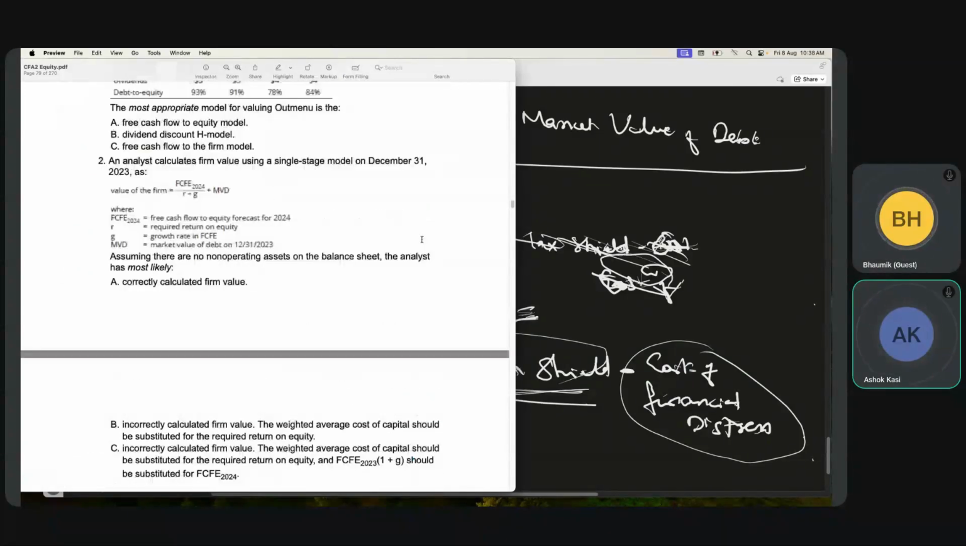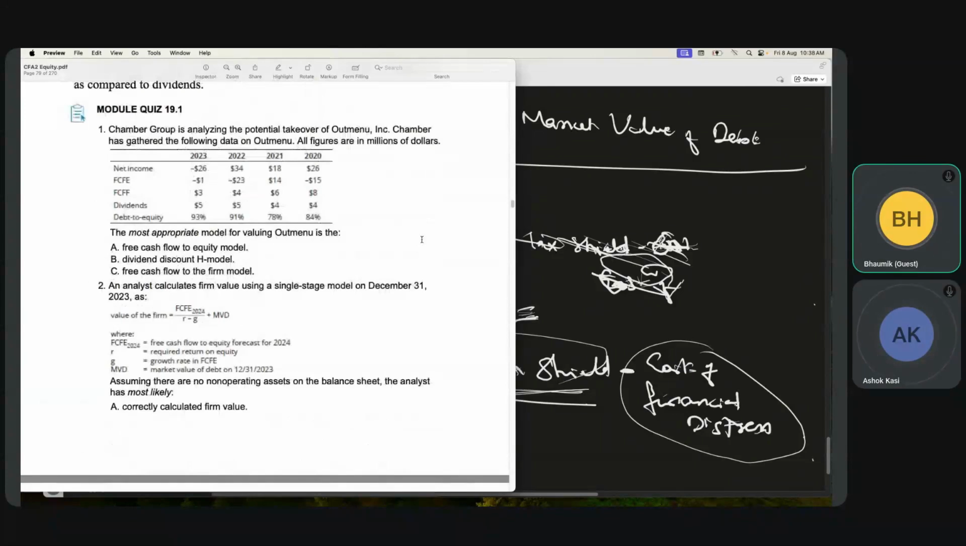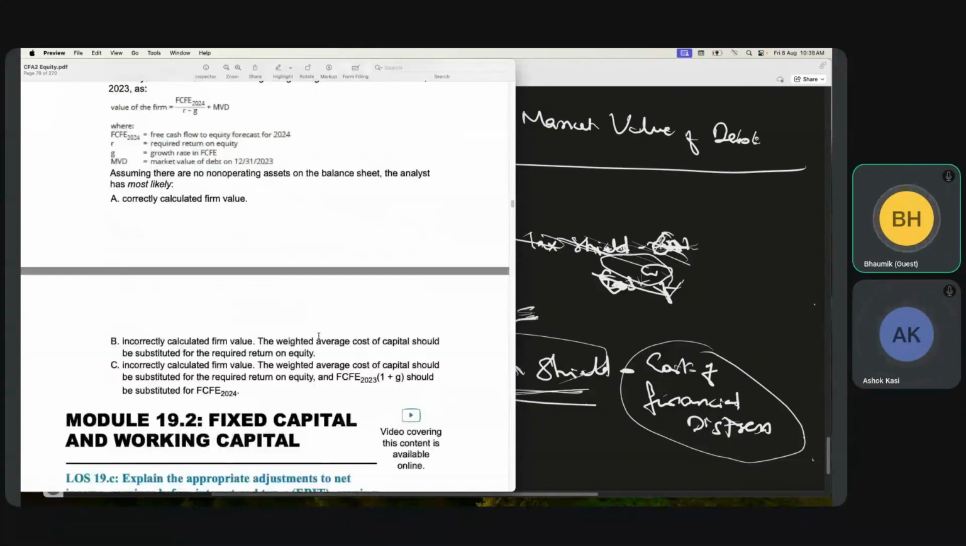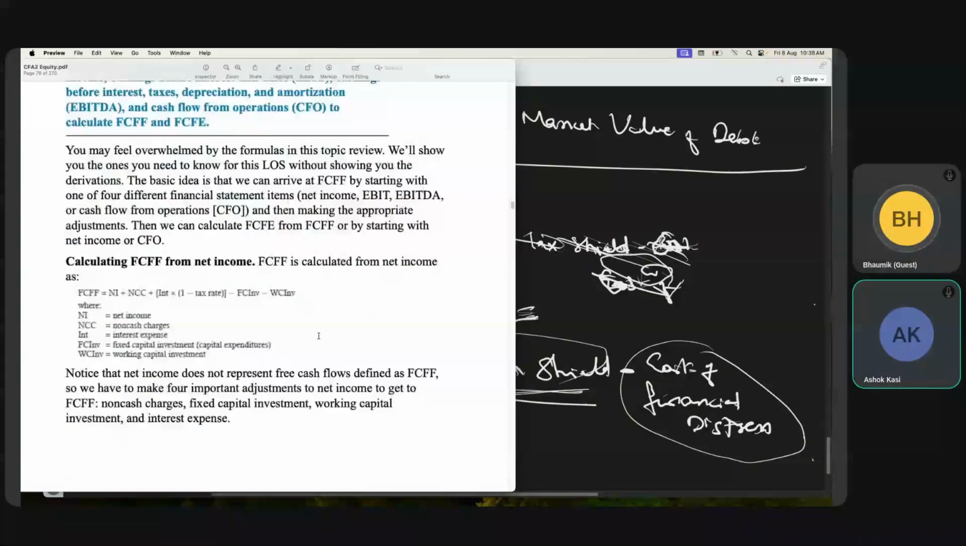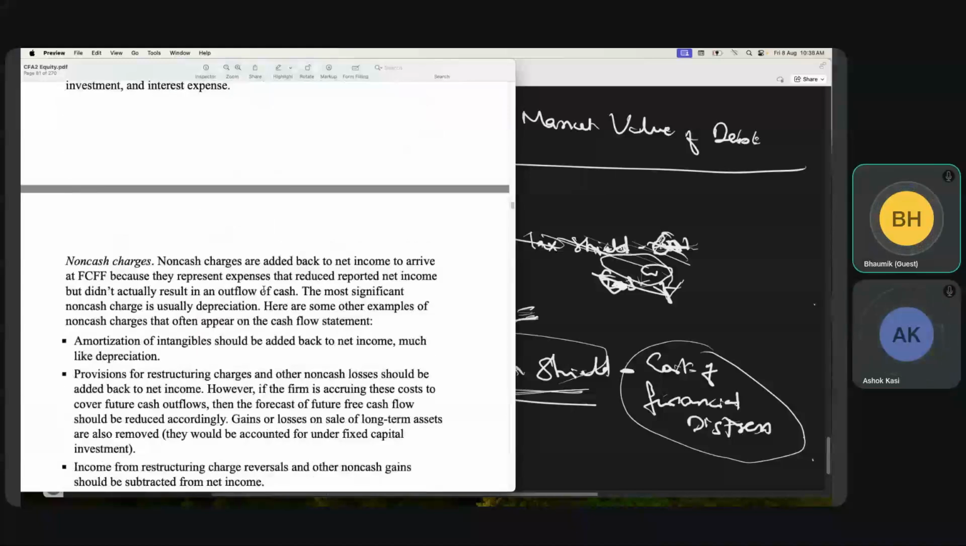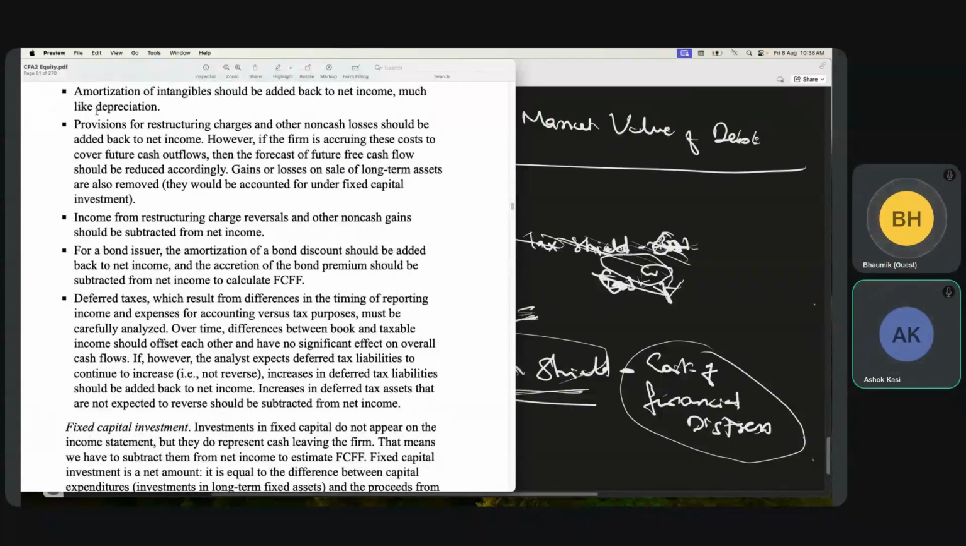This is also okay, you can try this one as well at home. And this is all we have done, the FCFF formula. We have done this, and please read all this. It will be very interesting.